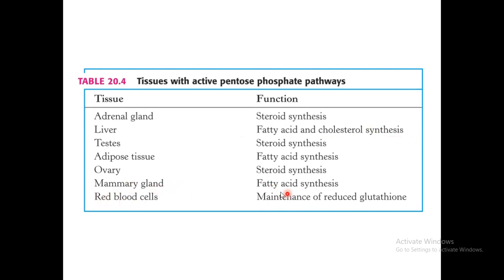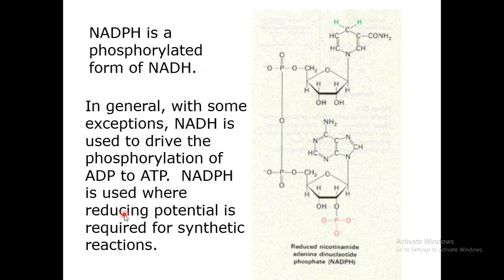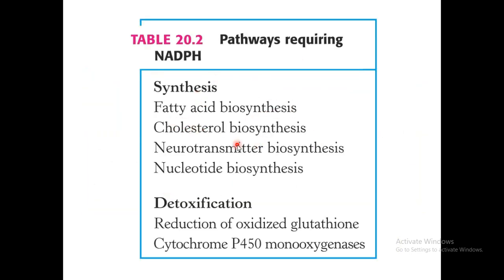Then mammary glands, fatty acid synthesis for milk production, and red blood cells, maintenance of reduced glutathione. So, of course, red blood cells must be protected against free radicals. So, kinahanglan nga naay NADPH dito. So, that's why naay PPP nga nahitabo sa red blood cells. So NADPH is the phosphorylated form of NADH. So you just add another phosphate group sa NADH, maoy muna siyang NADPH. Okay? Remember that NADH is used to drive the oxidative phosphorylation in the ETC. Then NADPH, ang iyang function is to provide reducing power for anabolic reactions. For these anabolic reactions.